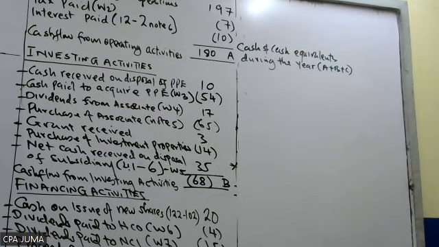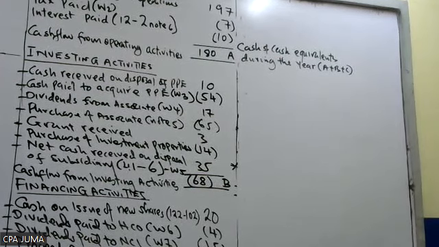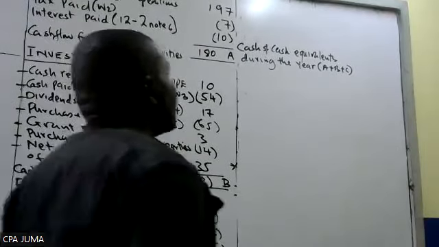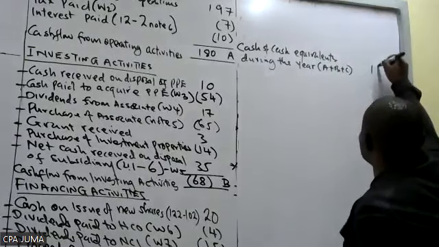So cash and cash equivalents during the year. Add the three, A plus B plus C, then tell me how much. Perfect. Positive 152. One person to confirm the same. 152, Nancy has confirmed. So this is 152.